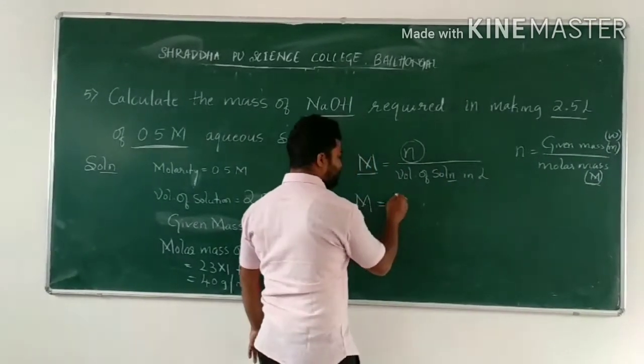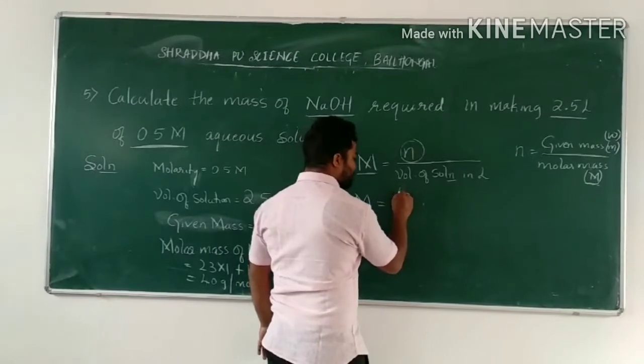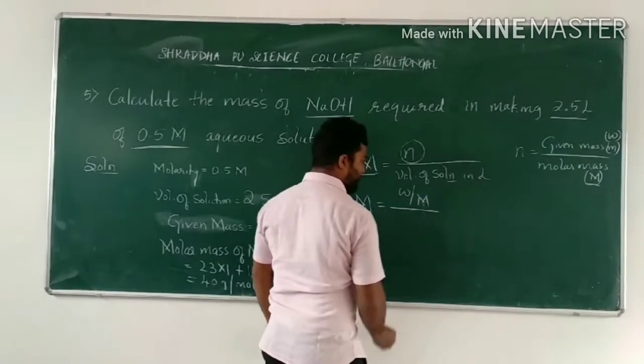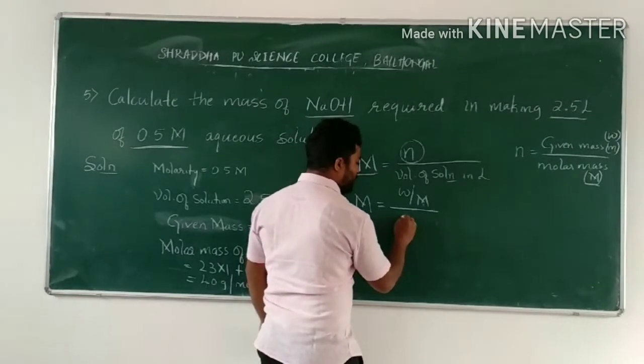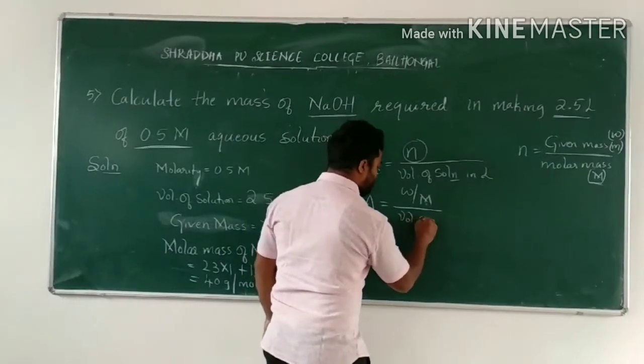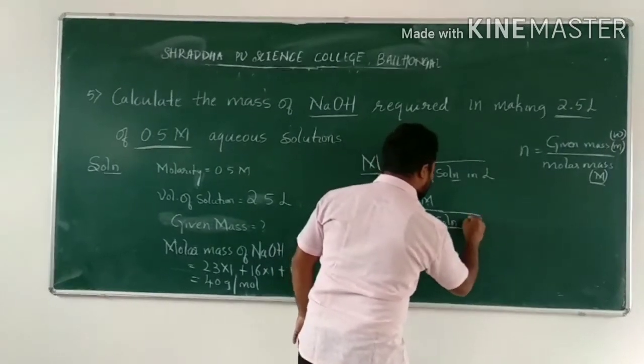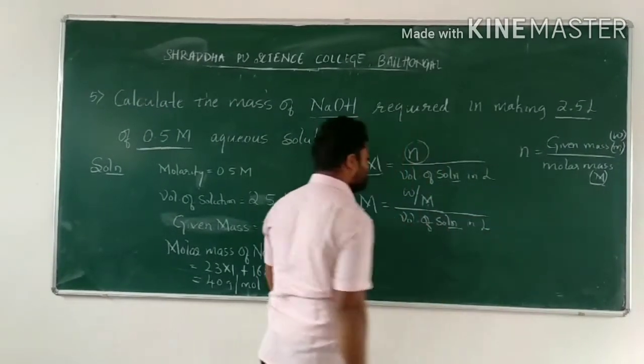So therefore m is equal to, I am going to use the term W divided by M, divided by the volume of the solution. Volume of the solution in liters.